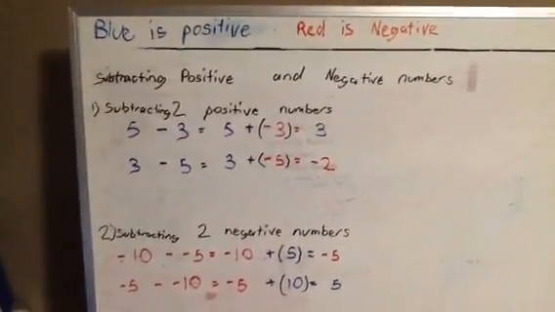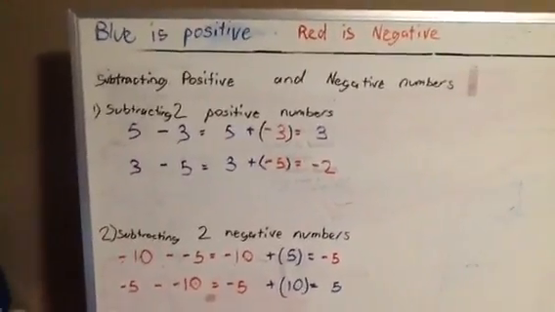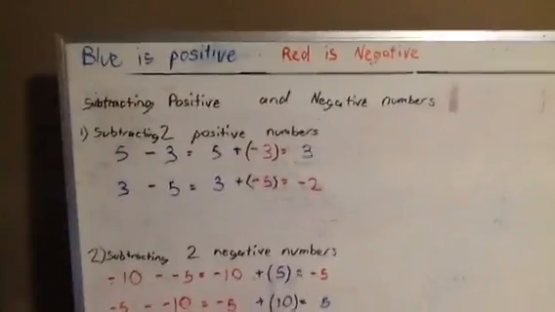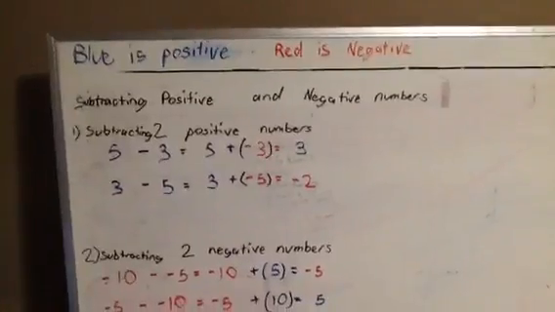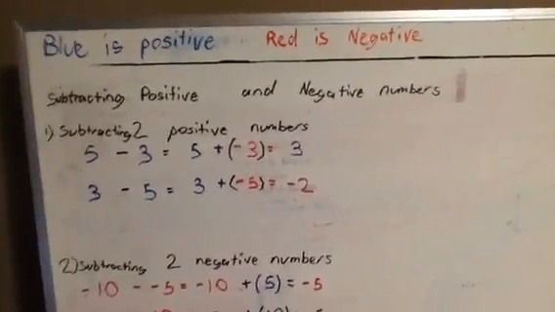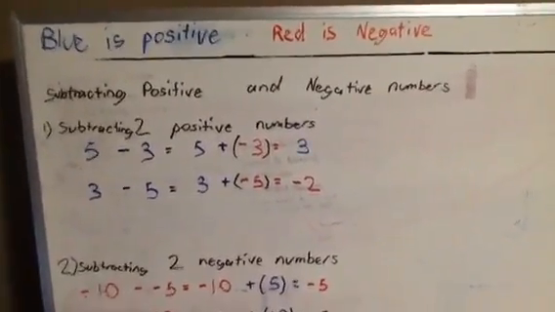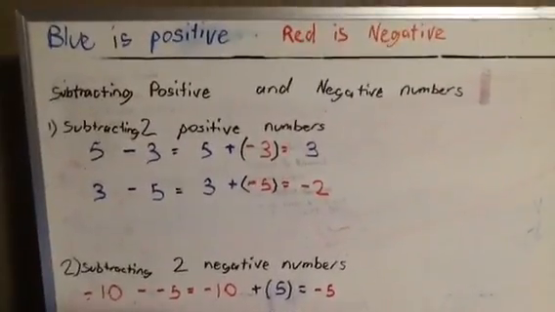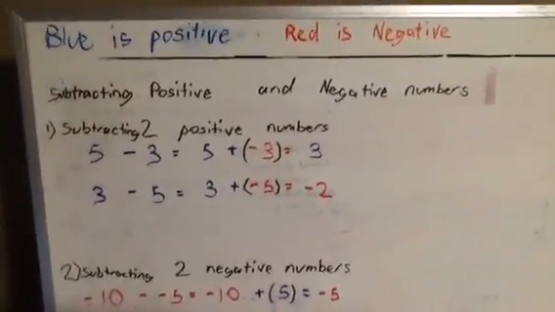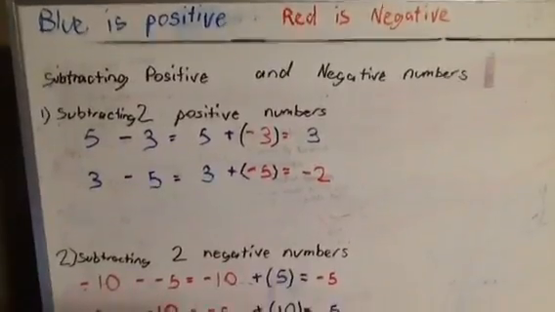And the same thing happens in the next problem. So you get 3 plus negative 5 on the bottom, and 5 plus negative 3 on the top. And then you just follow the basic rules from last time. You subtract the two numbers and you take the biggest sign. So you get 3 and negative 2.